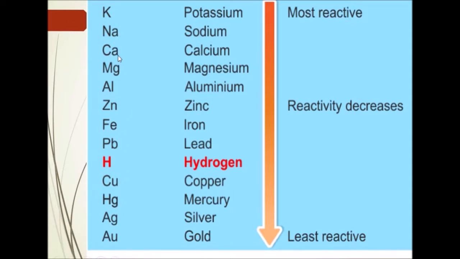Potassium, sodium, calcium, magnesium and aluminium, being highly reactive, are reduced by the electrolytic method, whereas reduction of zinc, iron, lead, copper happens by using a suitable reducing agent. And oxides of mercury, silver, gold are subjected to thermal reduction. So this is how different methods are involved in reduction of metal oxides to metal, knowing their reactivity, that is most reactive, moderately reactive and least reactive metals.